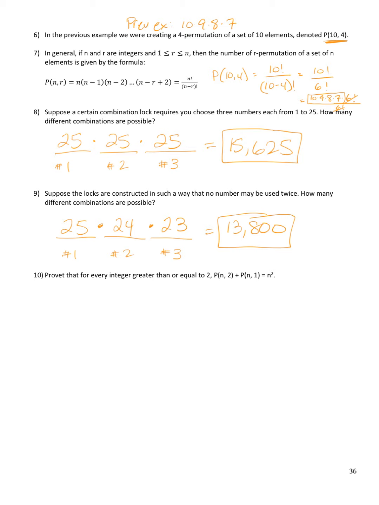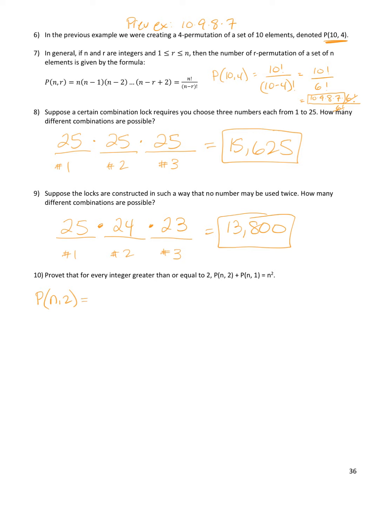Okay, so we'll finish this lesson with a little proof that for every integer n greater than or equal to 2, the number of 2-permutations of a set of n plus the number of 1-permutations of a set of n will always be n squared. So let's just calculate each of these. P(n, 2). So that's like you have a committee of n people. How many ways can you choose 2 of them to be president and vice president?